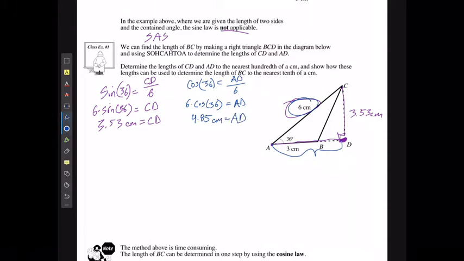Well, the length of B to D here is just going to be that entire length of AD minus that 3 centimeters, which means that BD is going to equal 4.85 minus 3, or 1.85 centimeters in here.